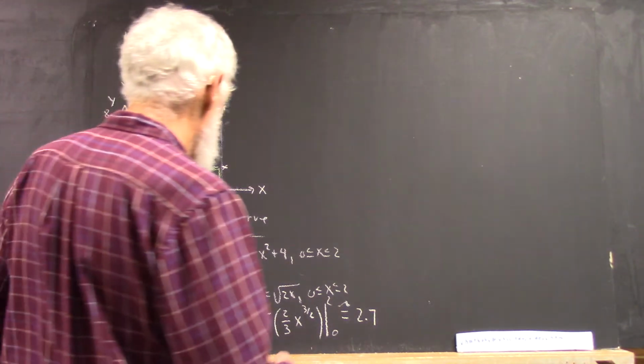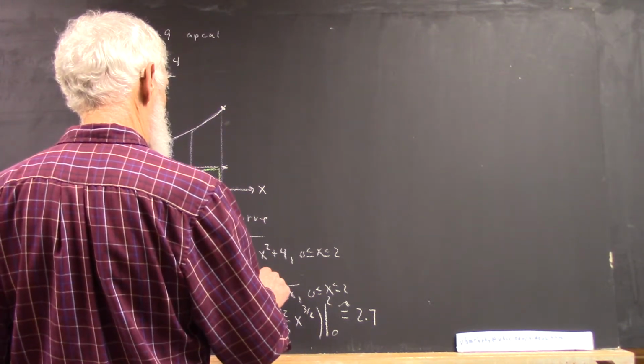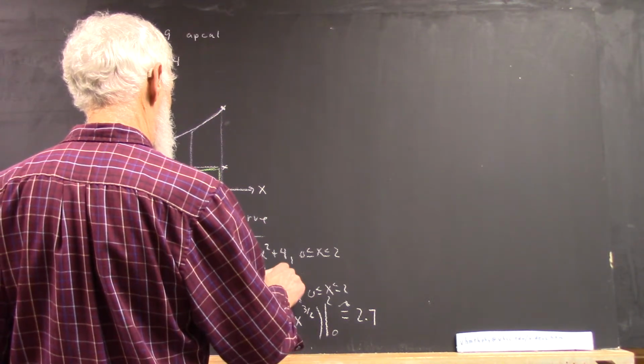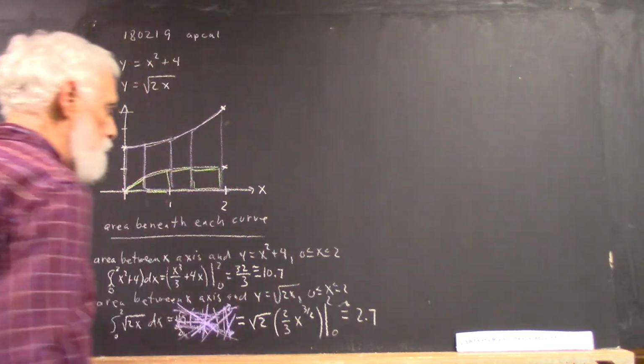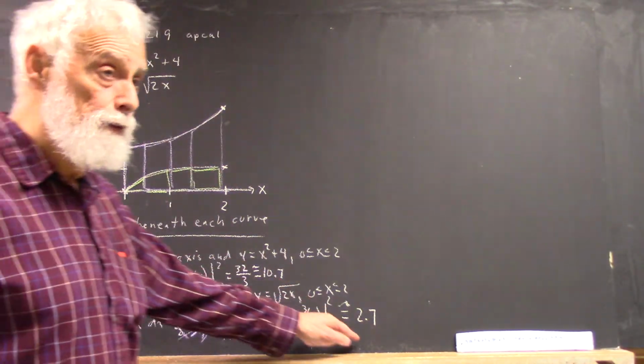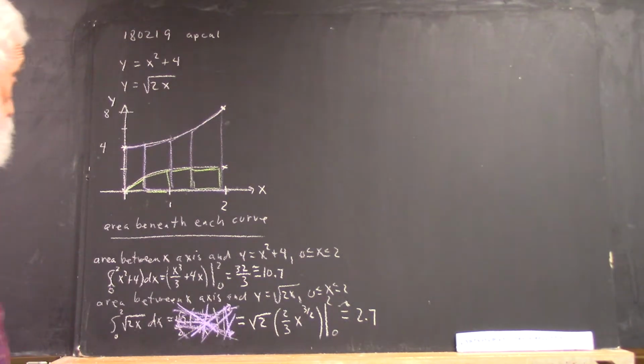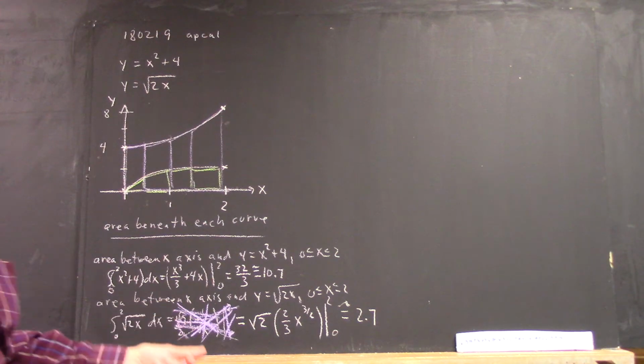And we're going to go ahead and do this in decimals. And I'm just going to approximate this as 10.7. Okay? So now my question is, what are we going to do to find the area between the 2 curves?